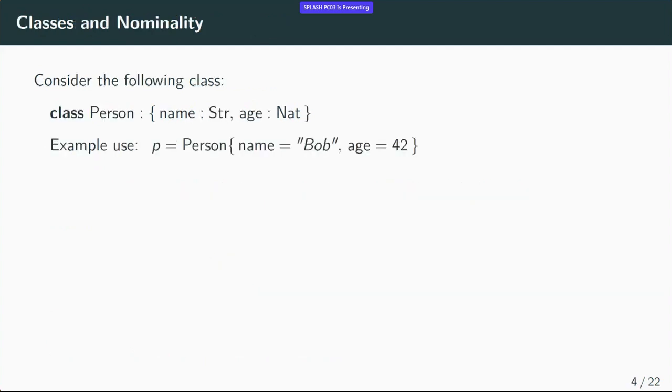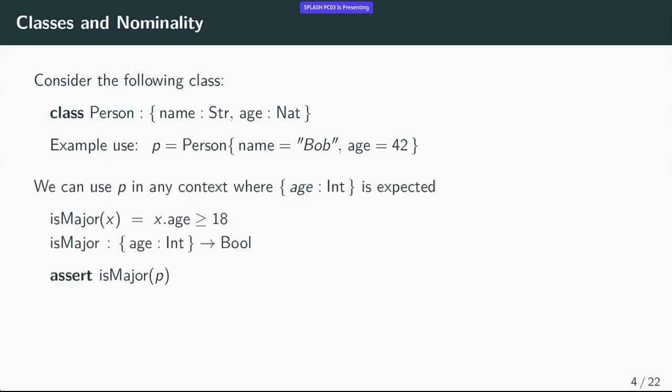Let's look in particular at the class declaration for a person, which has two fields, name and age. We can instantiate this class using a term constructor, because the class introduces both a type constructor and a term constructor. And we can define functions such as isMajor that rely on the field age. In this case, isMajor has an inferred type that says the argument should be a record with a single field age of type int.